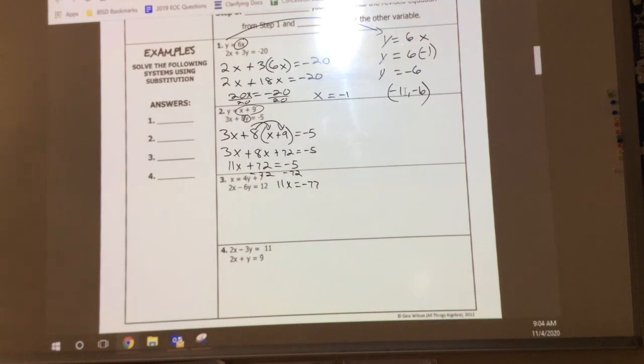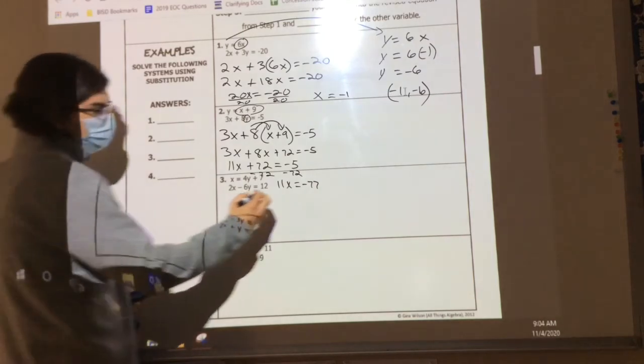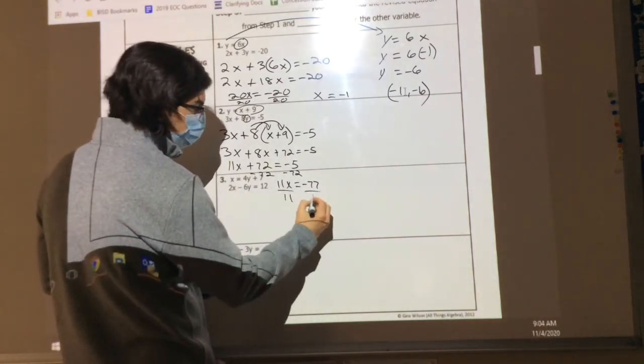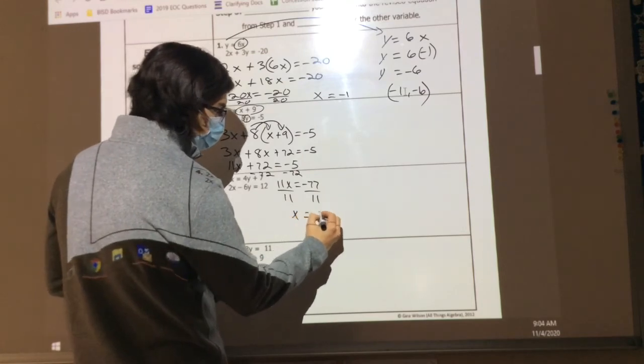The number 77 is such a good number. Anybody tell me why 77 is such a good number? Carter, why? Luca. Yes, Luca. Okay, what's my final step here? Zayden, what do I do? Divide both sides by 11. Both sides by 11. X equals negative 7.